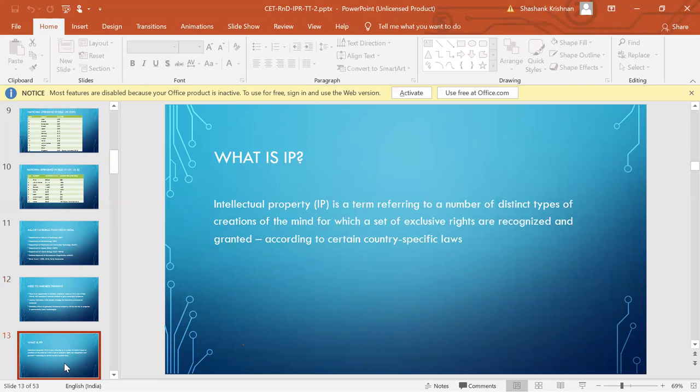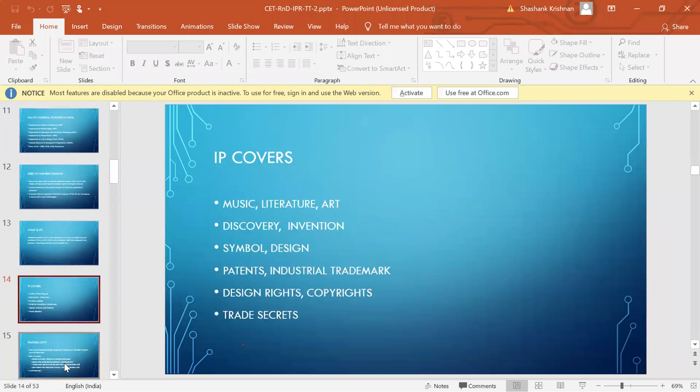And what is IP or intellectual property? Everybody is talking about IP. It refers to certain distinct types of creations of mind, which gets translated to an artifact or a process or a product. Now it covers, for example, music, literature, art. That's the intellectual property. You would have seen that music comes with a copyright, or it comes with the intellectual property rights. The writers of a song, the lyrics writer and the music director. Nobody can copy it.